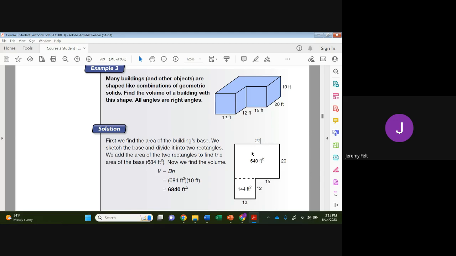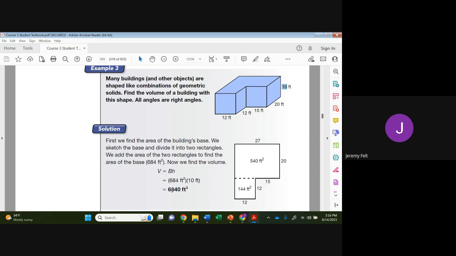So we would find the area of this, and we have a 1, 2, 3, 4, 5, 6-sided shape. We could break it into 2 quadrilaterals, and we have a 12 by 12 square. 12 squared is 144 square feet. Then we have 27 by 20, which is 540 square feet. Add those together, we get 684 square feet. So that's our base area. Then we multiply by the height of 10 feet. So 684 square feet times 10 feet gives us 6,840 cubic feet.